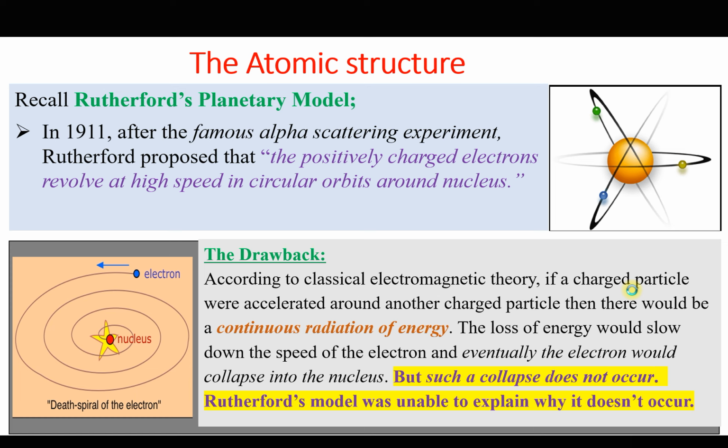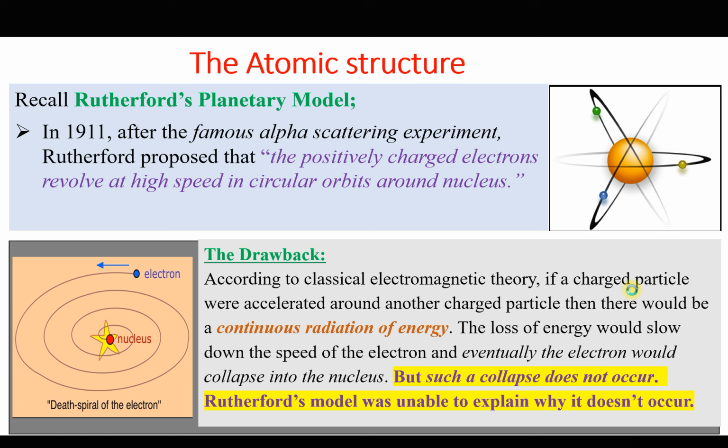Unfortunately, this does not happen. Electrons do not collapse into the nucleus. Yet classical theory of electromagnetism predicts that whenever a charged particle is accelerated around another charged particle, it loses energy. If electrons were to lose energy, they would collapse into the nucleus. This would suggest that we would have unstable atoms around us, and therefore unstable matter around us. Unfortunately, this does not happen.